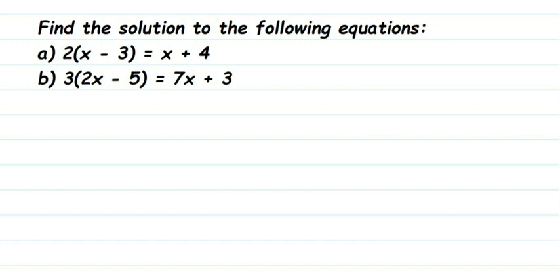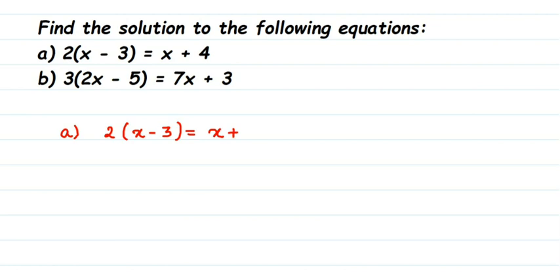Hello everyone, here's a question on linear equation. Find the solution to the following equation. So we have two questions here. The first one is 2 into x minus 3 is equal to x plus 4. So we have to find the value of x. So it's 2 into x minus 3, which is in the bracket, is equal to x plus 4.